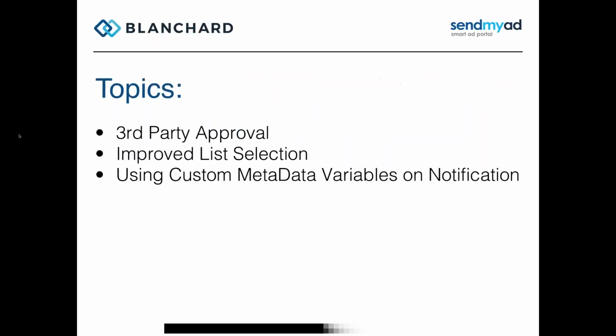Today we're going to be going over some new features that we have on the portal. The first thing we're going to be going over is the third-party approval, which is a fairly new feature we have released. The second thing is a little small look at our new improved list selection. It will be a very quick little glance at that. And the last thing is a look at how to use custom metadata variables on email notifications.